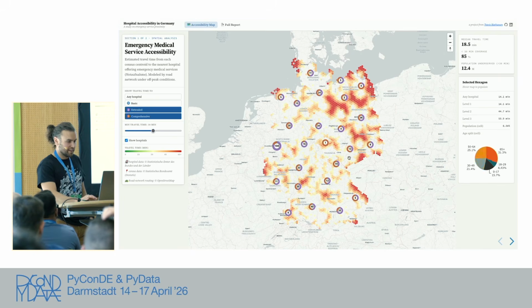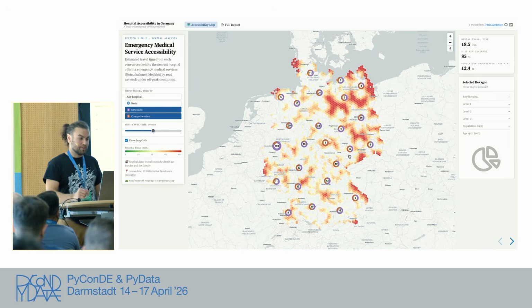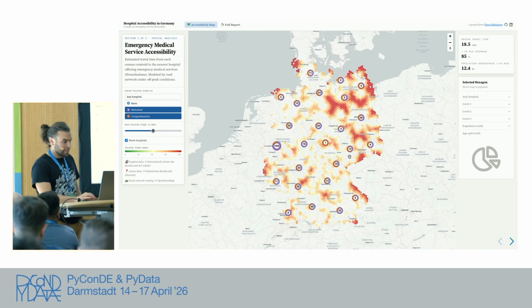We can see which Bundesländer are maybe disadvantaged when it comes to level 2 and 3 hospitals. Well, it's the Bundesländer in the east, right? And unfortunately, the East German Bundesländer are often more disadvantaged when it comes to these types of things. So this would be a really cool thing to research further.